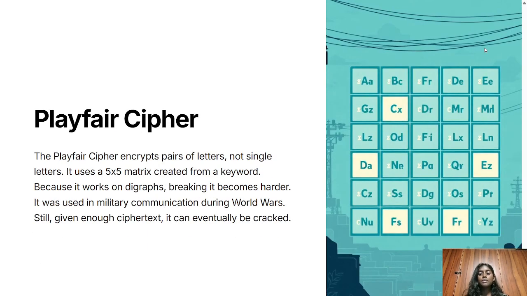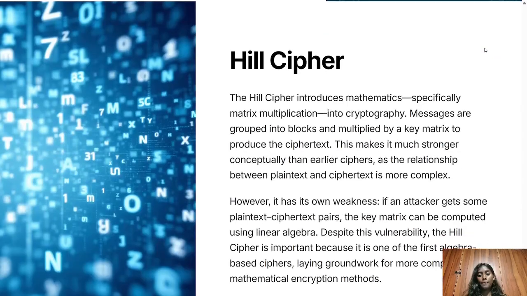Playfair cipher. The Playfair cipher encrypts pairs of letters, also called digraphs, instead of single letters. It uses a 5 by 5 matrix created by a keyword. Because it operates on pairs, breaking it becomes more complicated. This method was used in military communication and during the World Wars.